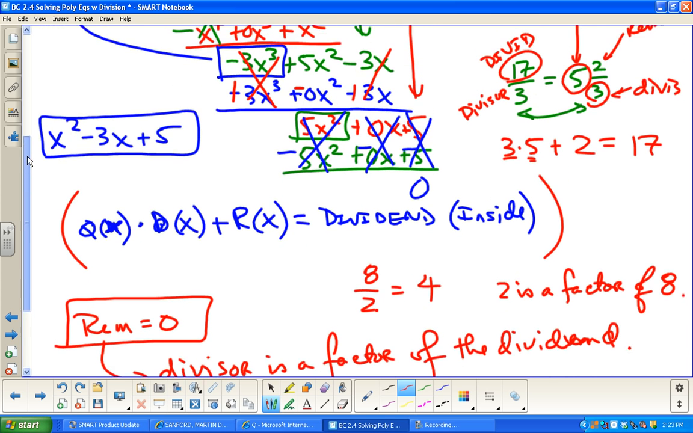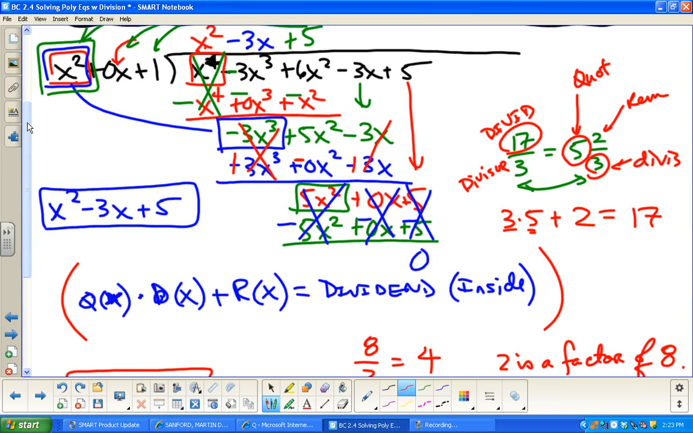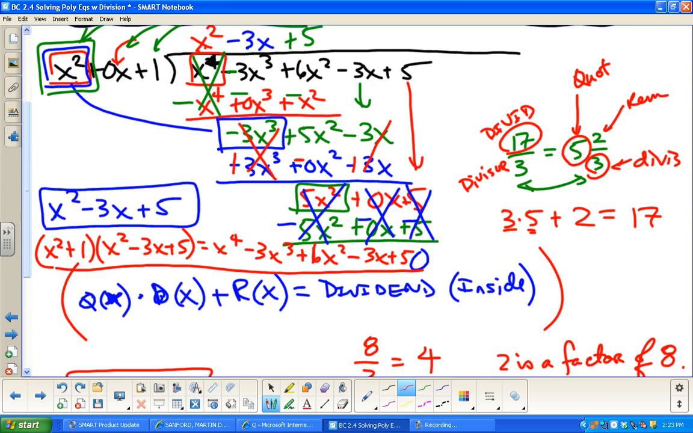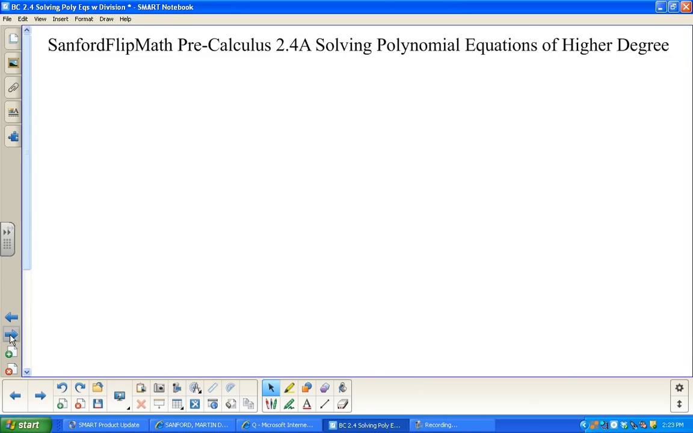Okay, so to go back, the idea again is that if I do x squared plus 1 times what my quotient was, that should give me my original. So this was a way to factor this problem. Now, mind you, we already knew a potential factor. We knew about x squared plus 1 before we even started because that was part of the problem we were given. All right, well, keep that in mind.